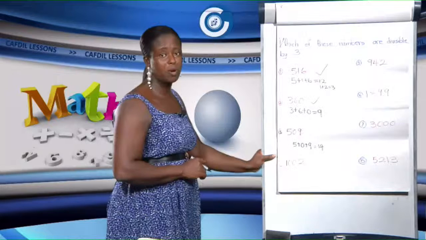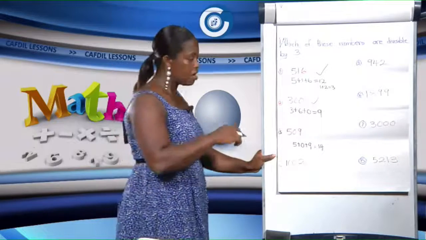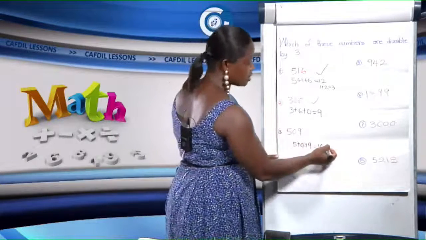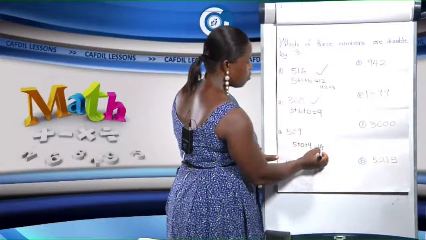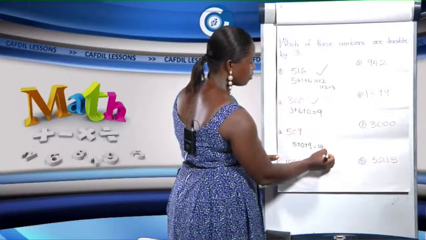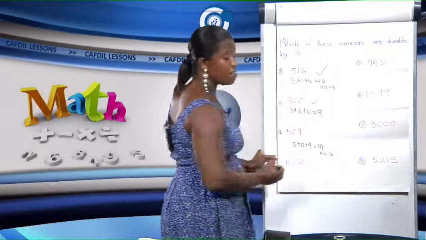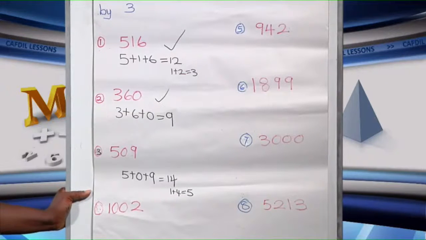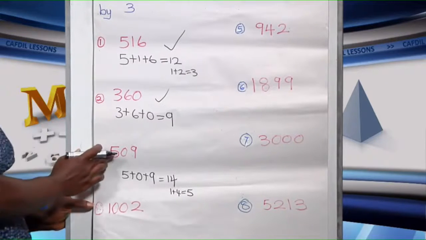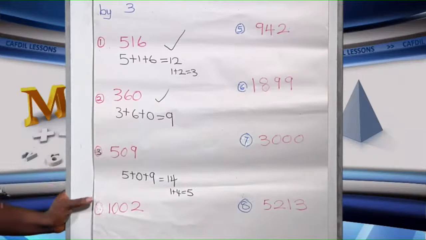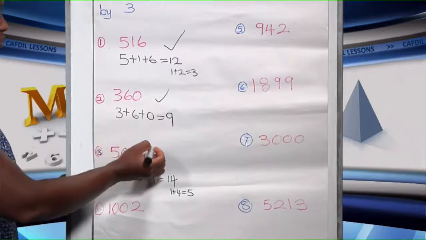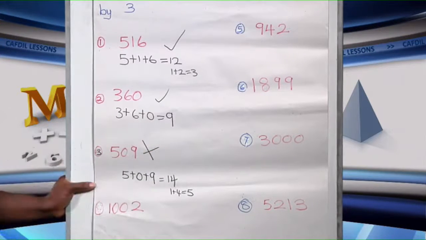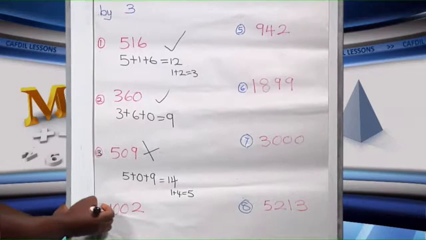Is 14 divisible by 3? Okay, if you can't determine, let's keep adding. 1 plus 4 will give us 5. 5 is not a multiple of 3. Therefore, 509 is not divisible by 3. Let's cross it. This number, 509, is not divisible by 3. Let's check the next one.